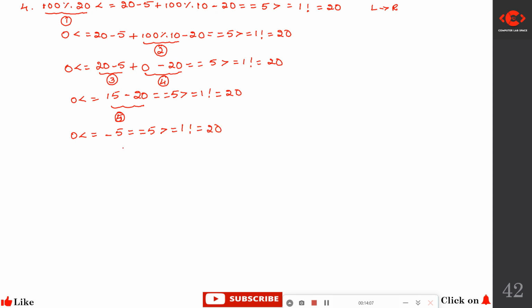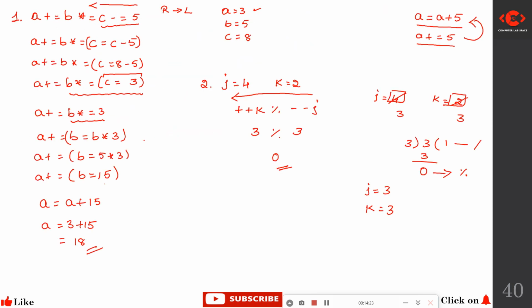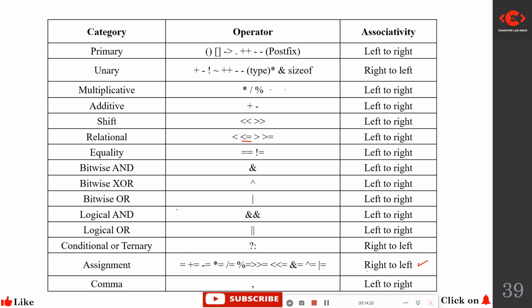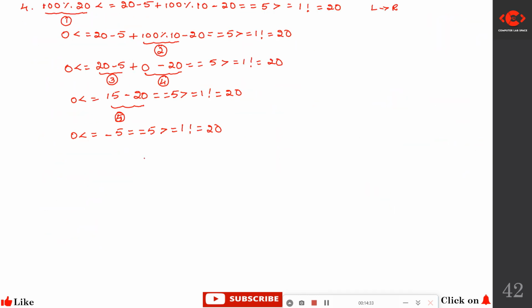Now, if you look at this expression, we have relational operators and then the equality operators. Relational operators go from left to right only, so even this we solve from left to right. 0 less than equals minus 5. No, the condition is false here, since minus 5 is lesser than 0. So the false is given as 0. Equals 5 greater than equals 1 not equals 20.